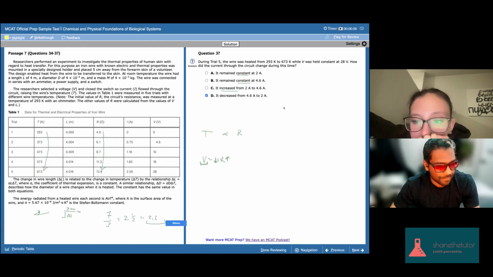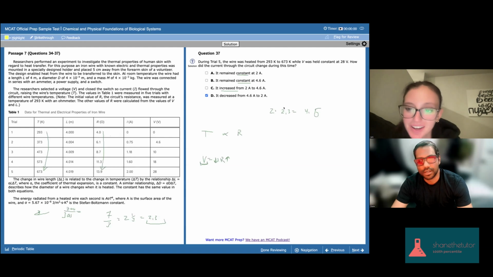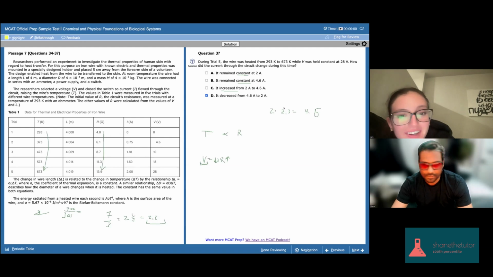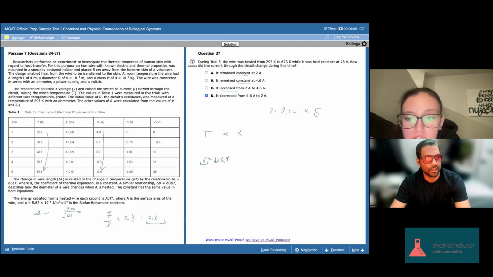So if the temperature goes up by a factor of 2.3, 2 times 2.3 would be 4.6. There we go. Got it. I'm so confused. This is how to approach this. Let me figure everything out again.